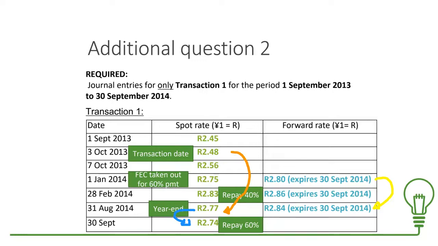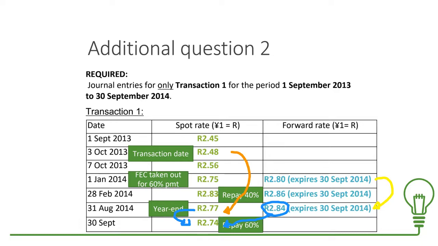6,000 yen. Then the question is, what is the fair value of that yen at expiry date, or on the date that the FEC comes to an end? What is the fair value? And the answer is the fair value of this FEC will be equal to the spot rate, because that is the fair value of the currency on that date.